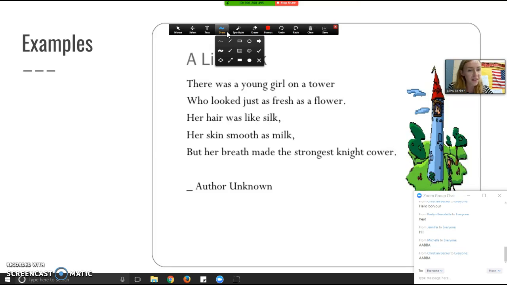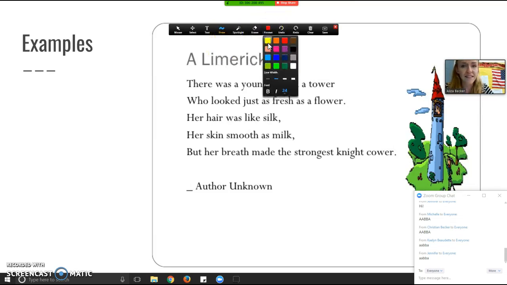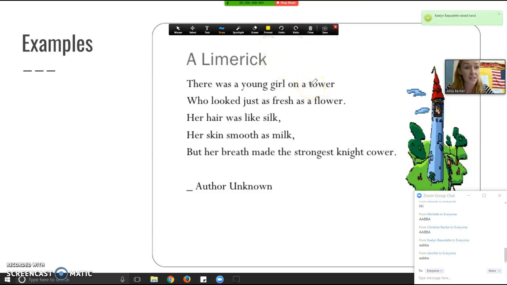Excellent, Michelle. Great job, Christian. We have that A, A, B, B, A. Great. Everyone's participating. So AABBA, let's check the format on this limerick together. Can anyone tell me what 3 words rhyme in this poem that are going to be all of our A's? Jen, can you tell me? Oh, Kaylin's raising her hand. Kaylin, go ahead and tell me what words rhyme here.